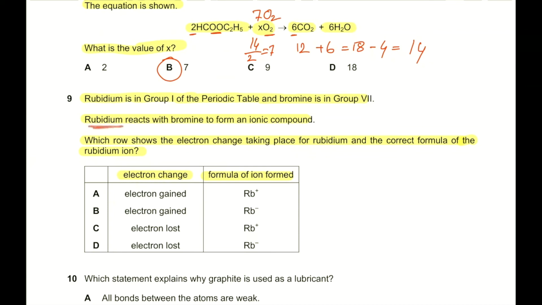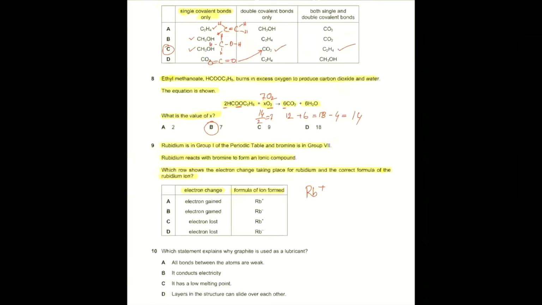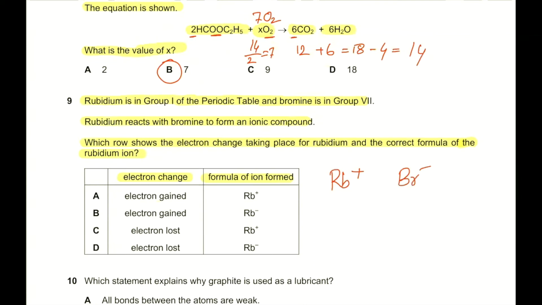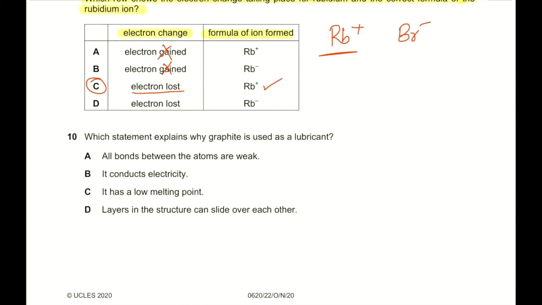Now we know that rubidium is a metal. It's in group 1. Rb will definitely lose 1 electron. And since bromine is in group 7, bromine will gain 1 electron. All right. So electron change. All right. Formula of the ion formed. Rubidium does not gain electron, it loses electron. So electron lost for rubidium and rubidium becomes Rb plus. So C will be the correct answer, guys.